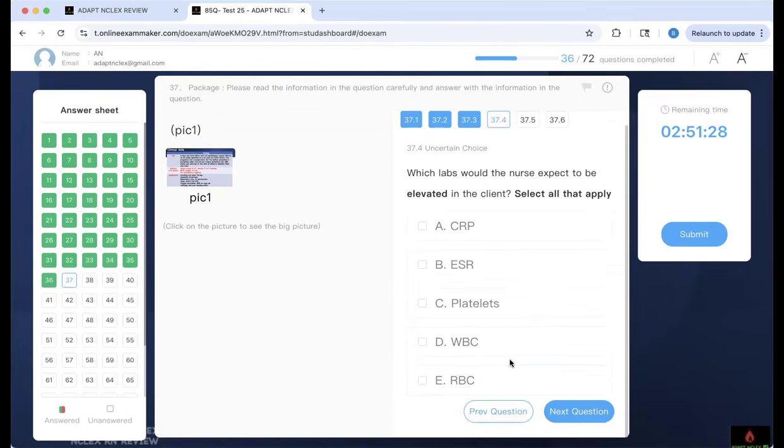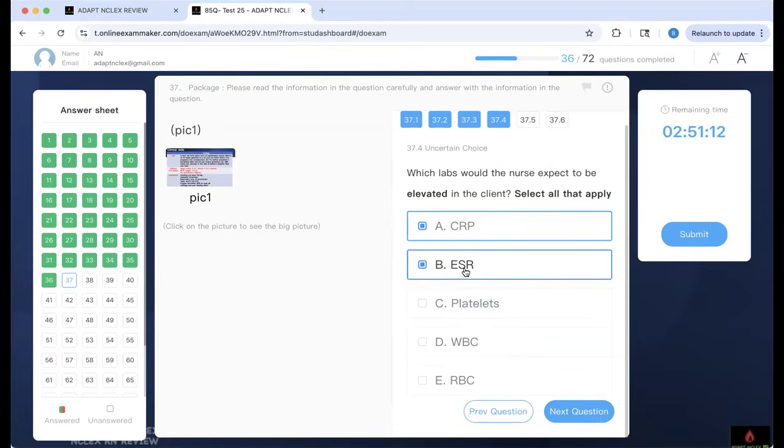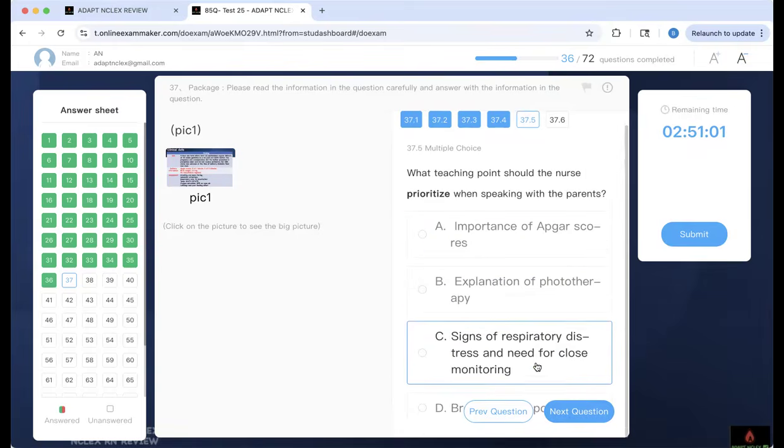Which lab would the nurse expect to be elevated in a client? If we think this is sepsis, which one? CRP, ESR, platelet, WBC, RBC. Which one will be elevated? What do you think? CRP, sign of infection. ESR, sign of infection. You have to know them. And WBC, sign of infection. Mostly when you have infection, platelets may go down. And your RBC, nothing will happen to them.